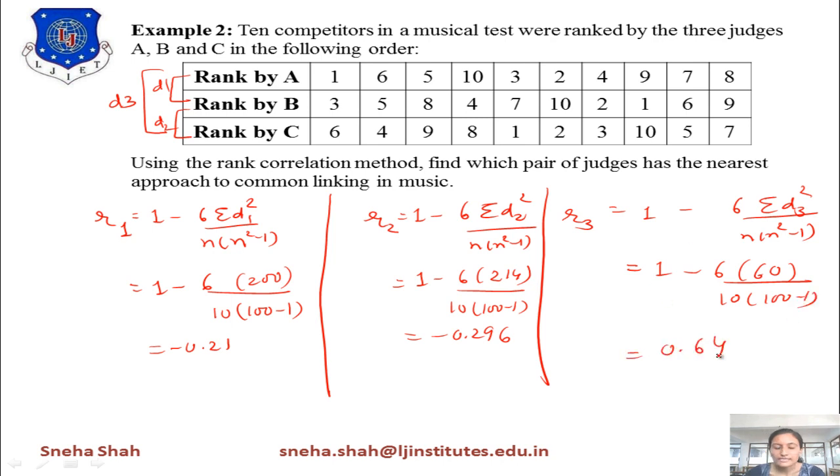Now from this we can say that this value is the highest. So from that we can say that R3 is the correlation coefficient between A and C, right? So the judgment by judge A and C will be the nearest.